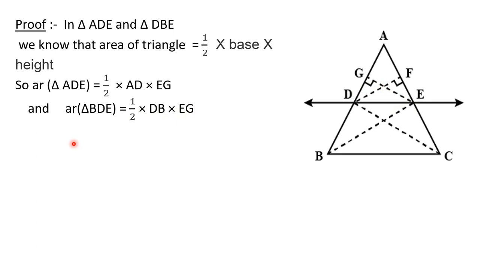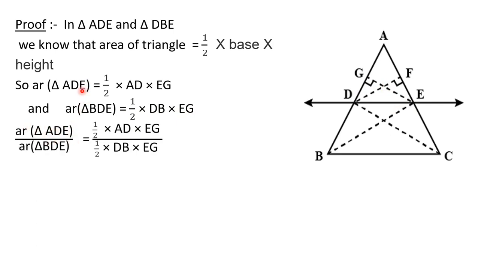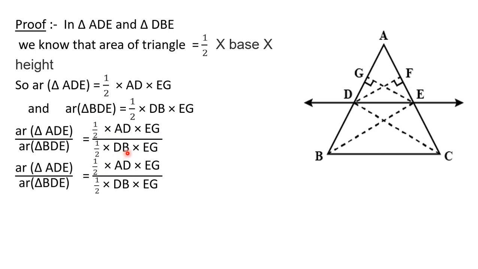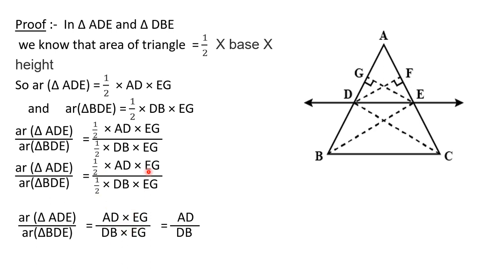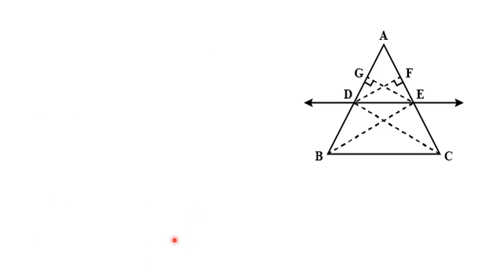Now we find the ratio of these two areas. So area of triangle ADE upon area of triangle BDE is half into AD into EG upon half into BD into EG. Now half and half will cancel out, and EG and EG will also cancel out. Then we get area of ADE upon area of triangle BDE is AD upon DB. This is the first equation.